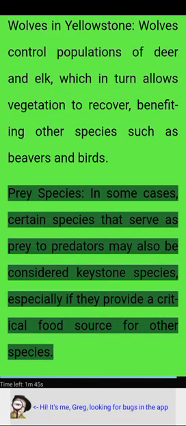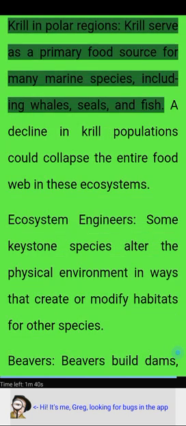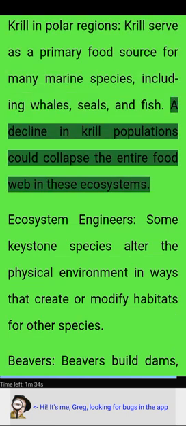Prey species. In some cases, certain species that serve as prey to predators may also be considered keystone species, especially if they provide a critical food source for other species. Krill in polar regions. Krill serve as a primary food source for many marine species, including whales, seals, and fish. A decline in krill populations could collapse the entire food web in these ecosystems.